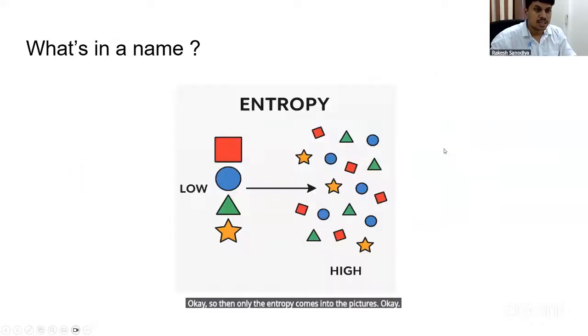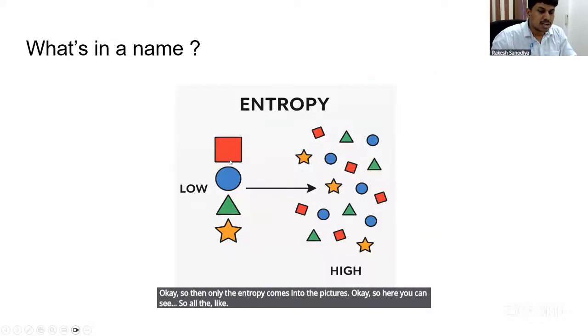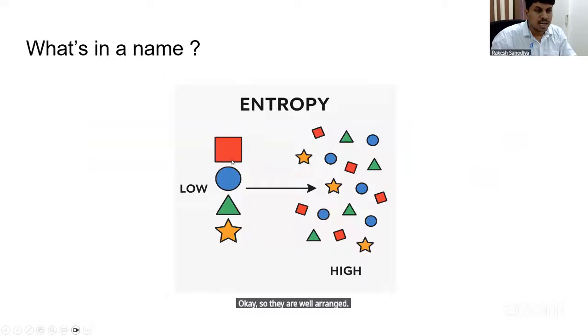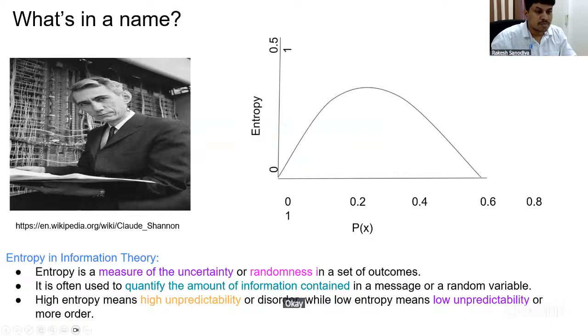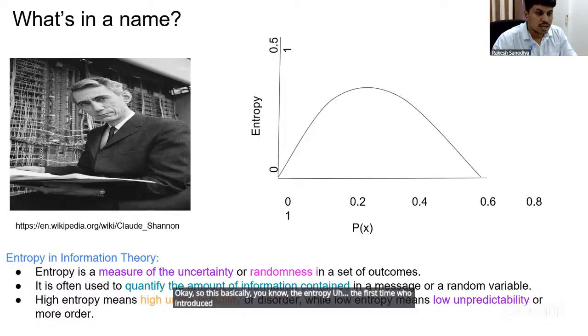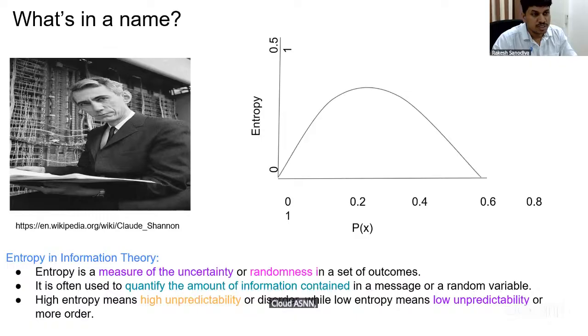Okay, so here you can see all the different symbols are well arranged. If they are well arranged, what does it mean? There is a low entropy. Once they are scattered, as you can see here, then you can say there is a high entropy. The first person who introduced this entropy concept was Claude Shannon.